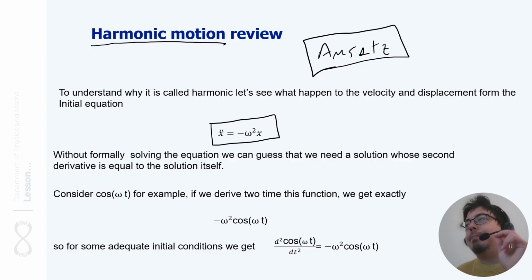This is just a particular solution. It's not the most generic solution. The most generic solution can be found in other videos where we solve the harmonic motion properly. But in this case, I want just to give you an example to understand why it can be thought of as a harmonic motion. By the way, harmonic is a synonym of periodic motion, as we will see. It's a way to say that there is some periodicity in the motion.